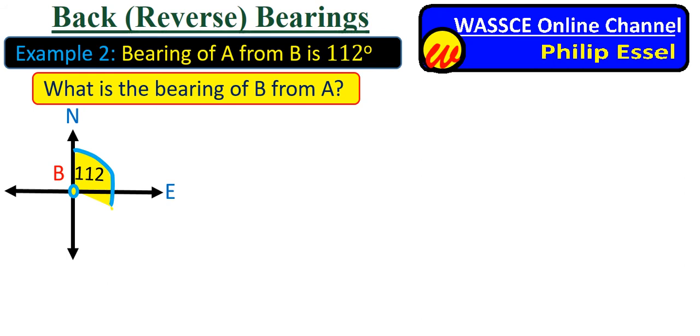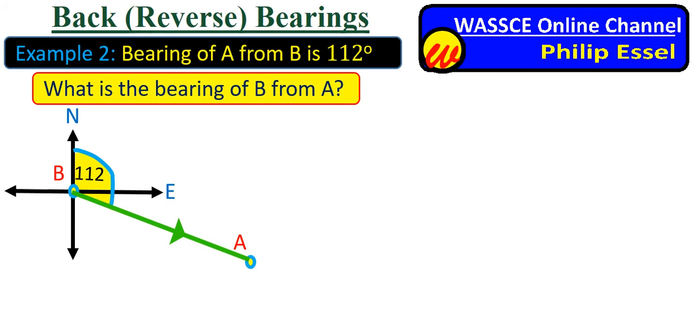We would then draw our arrow diagram from the point B. Since our destination is the point A, we would have to end in the point A. So that's how we're going to draw the bearing of A from B being 112 degrees. That's how it will look like.